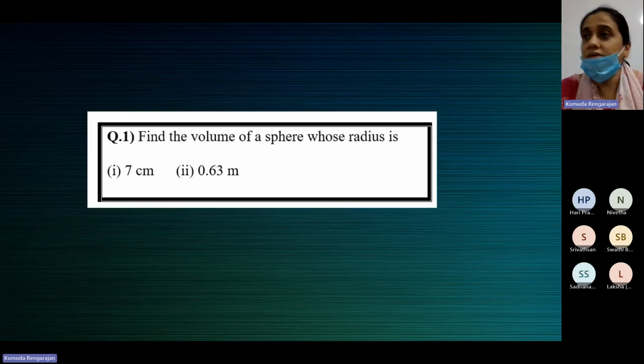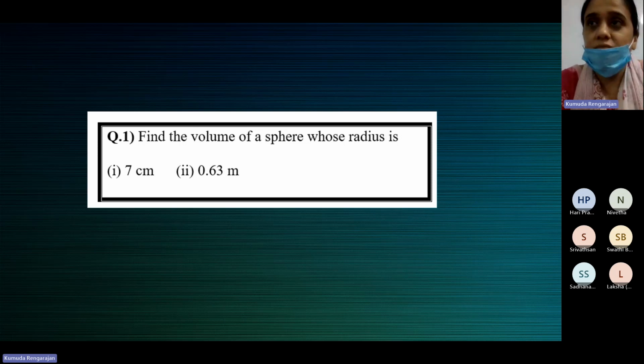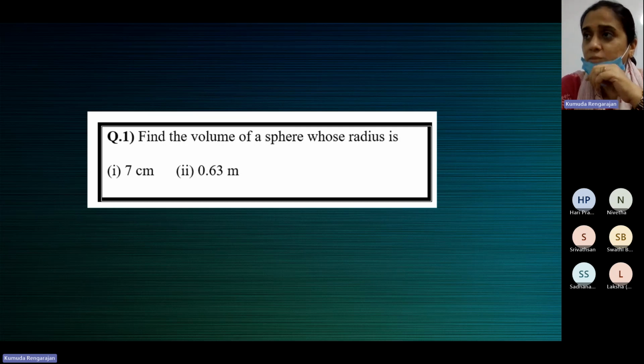So this is exercise 13.8 from NCERT. What is the formula to find the volume of a sphere? 4/3 pi r cubed. Volume of a hemisphere? 2/3 pi r cubed. Correct. 4/3 pi r cubed and 2/3 pi r cubed.